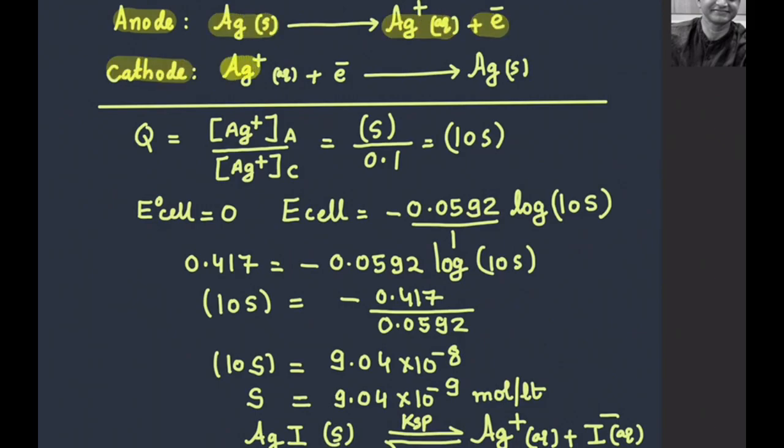At cathode, Ag plus will accept an electron to deposit on metallic plate. If we see here, the electrons on the left hand side and right hand side will cancel out.